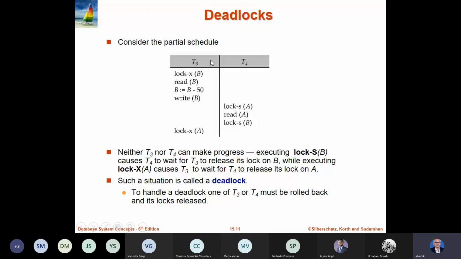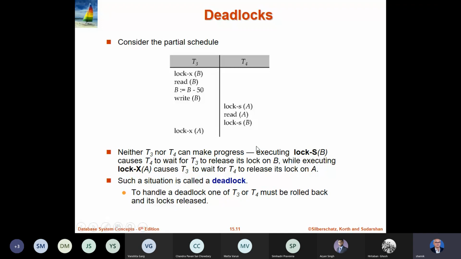So two-phase locking does not guarantee freedom from deadlock, because this schedule is not violating two-phase locking. Each transaction is also in its growing phase. So it is not necessary that 2PL will result in deadlock-free schedules. It can result in deadlock. So how is it handled?